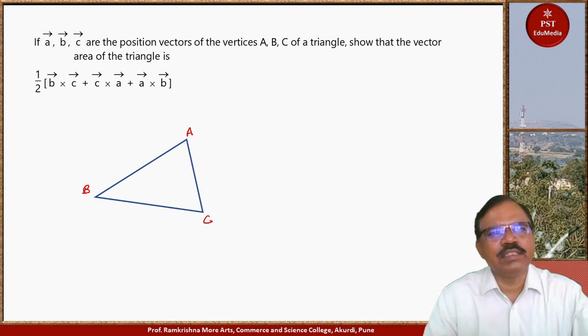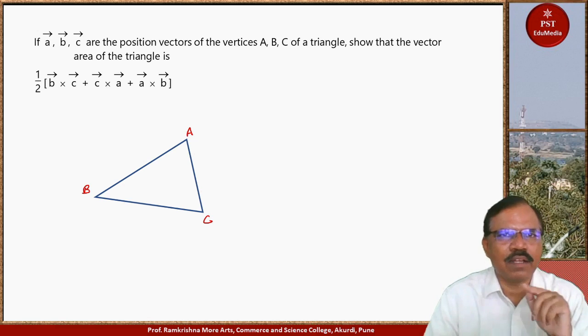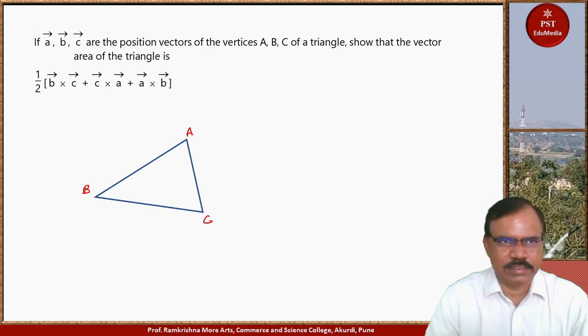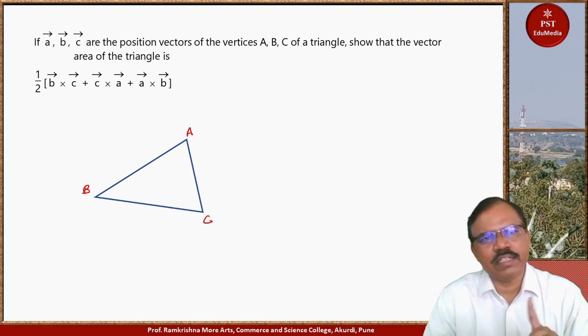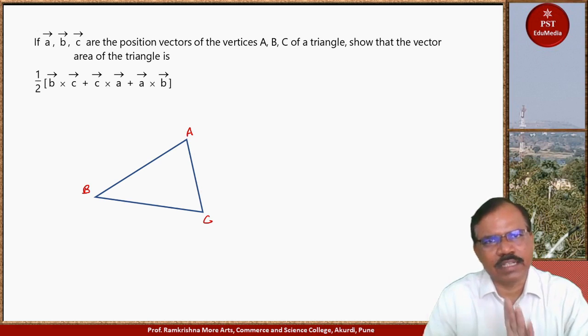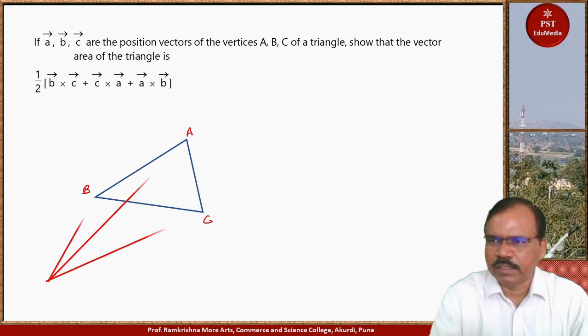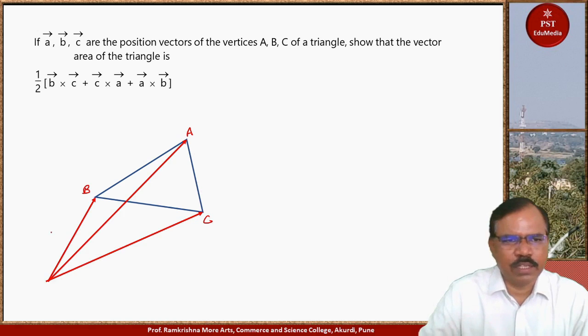Okay, so this is the triangle, and capital A, capital B, capital C are the vertices. Small a vector, small b vector, and small c vector are the position vectors, meaning with respect to some origin. So somewhere here we have the origin.